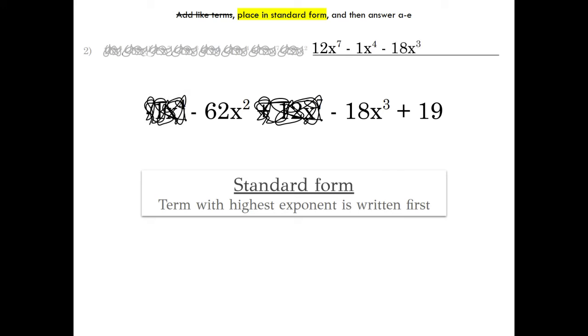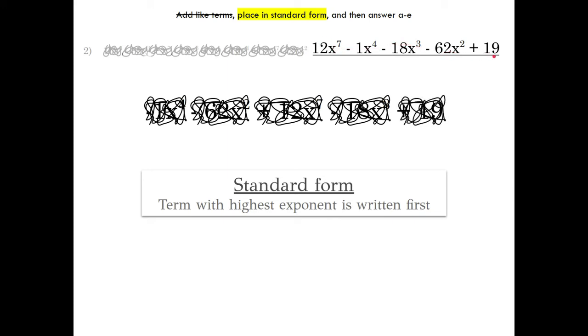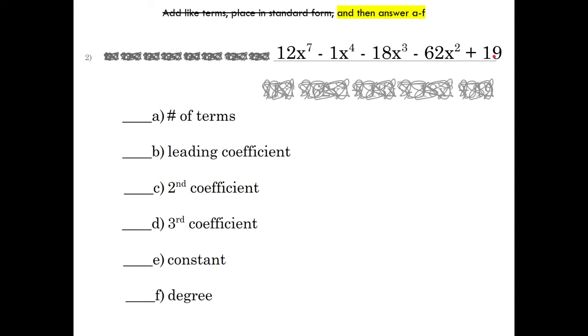The next highest exponent is negative 18x cubed because that has an exponent of 3. The second to last term is the negative 62x squared, and the last term is the positive 19. You see how in standard form, the term with the highest exponent is written first, and then it goes in decreasing order. We can now answer questions A through F.